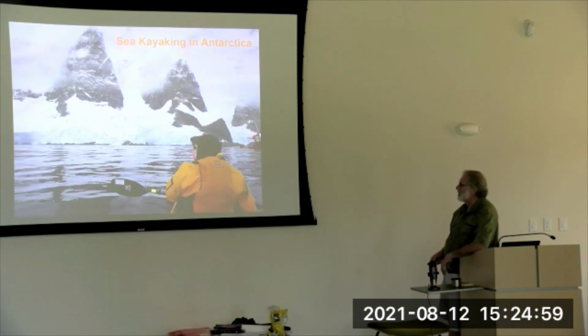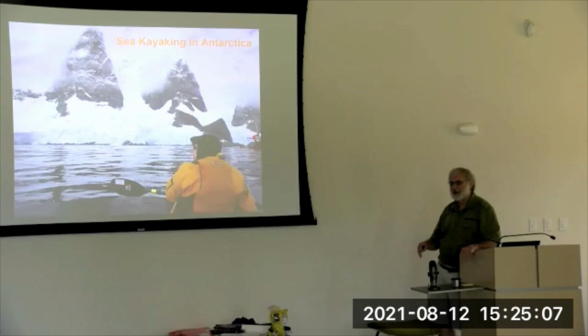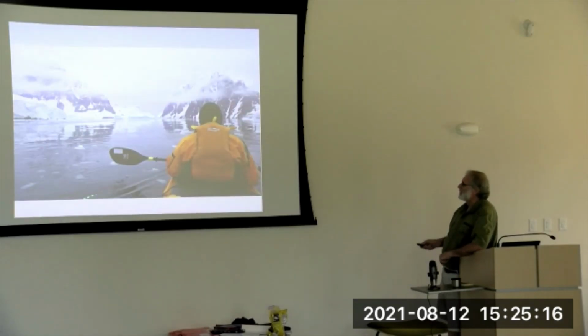It's just utterly beautiful. My wife and I both like to be in single kayaks, but if you want to do photography, it's nice to be in a double kayak and then you're not worried about turning over and ruining your $1,000 camera. But anyway, here we are. This is a place called the Lemaire Channel. So this is the Antarctic continent. This is a little island here.